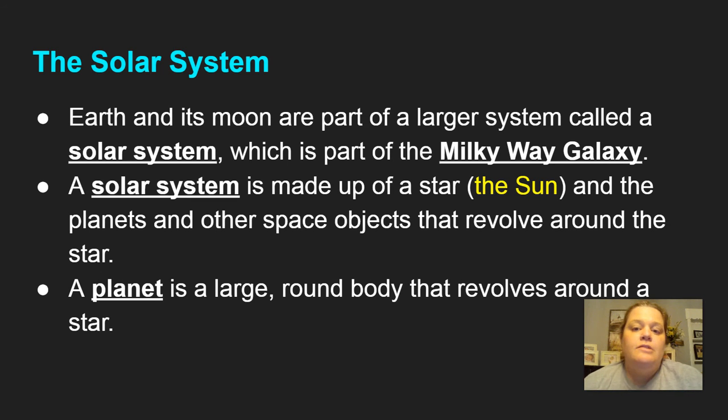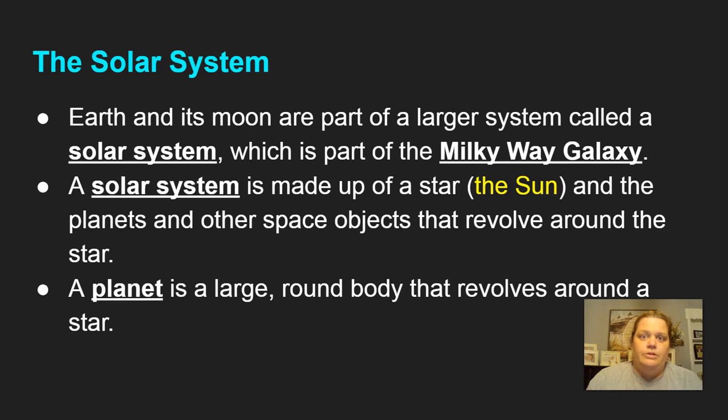A solar system is made up of a star, which our star is the sun, and the planets and other space objects that revolve around that star. You may not think of it, but the sun is a star. It looks so large to us because it's actually the closest star to us, believe it or not. A planet is a large round body that revolves around a star. And once again, our star is the sun.